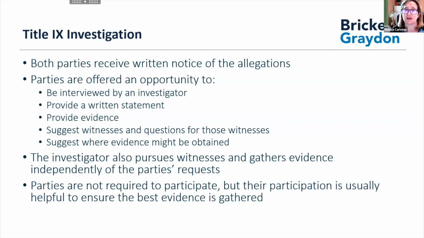So for example, maybe as an investigator I say, well, that happened in the lobby of this building, and I know there's a security camera and I can get that footage. Parties didn't ask you to do it, but as an investigator, that's going to be really helpful in this case, right? So the investigator carries that burden.